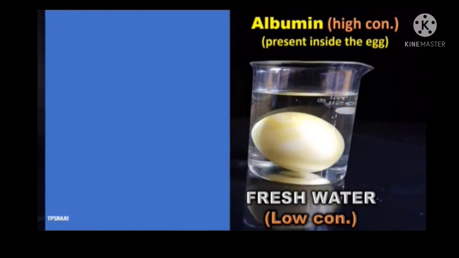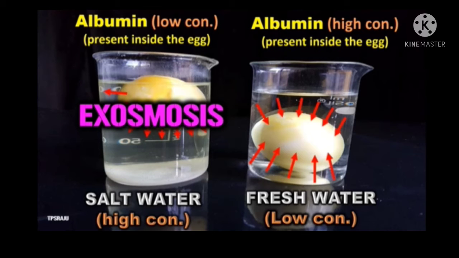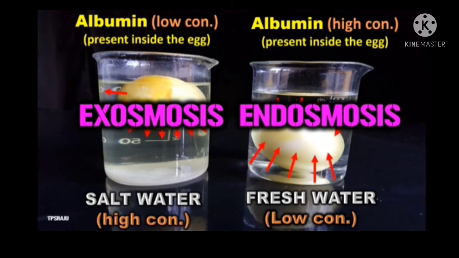While in the second beaker, albumin present in the egg is more concentrated than the fresh water. Hence, water molecules move from fresh water to albumin, so that the egg present in the fresh water swells. In the first situation, water molecules leave the cell. This process is called exosmosis. In the second situation, the water molecules enter into the cell. This process is called endosmosis.